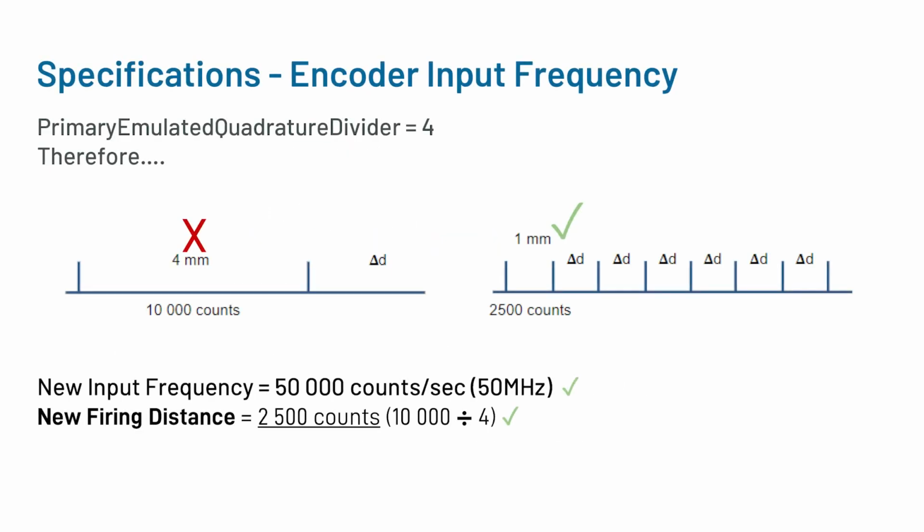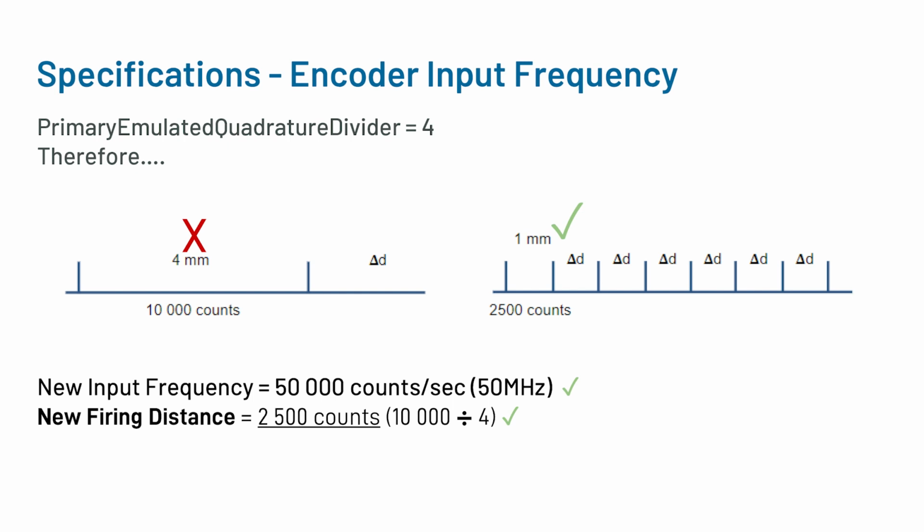To get the effective 200 million encoder counts per second under the 100 MHz limit, we could implement a primary emulated quadrature divider parameter with a value of 4. This brings our effective resolution, i.e. what the PSO internal trackers are seeing, down to 50 million encoder counts per second, well within our allowable range.